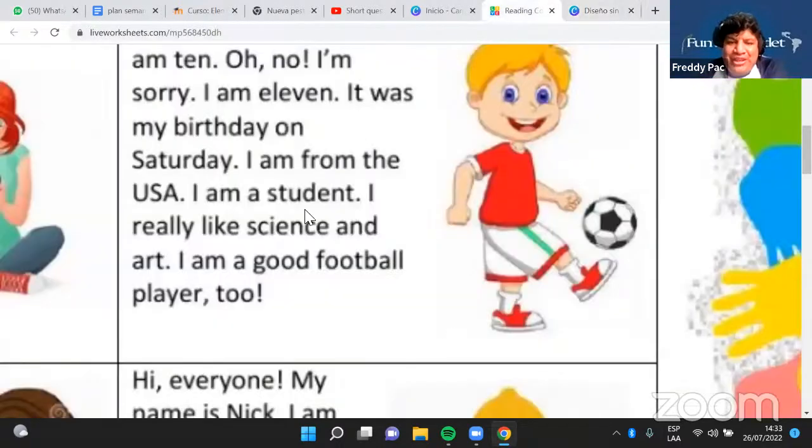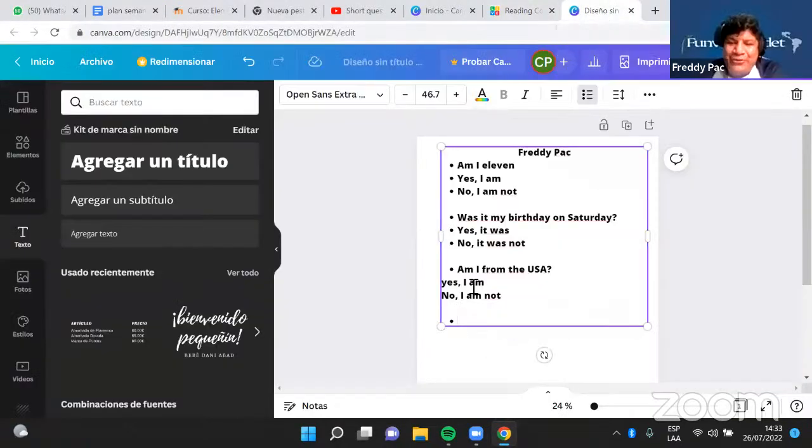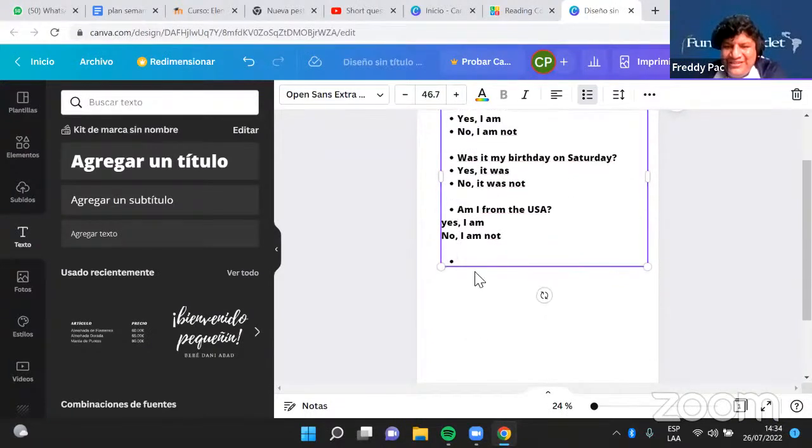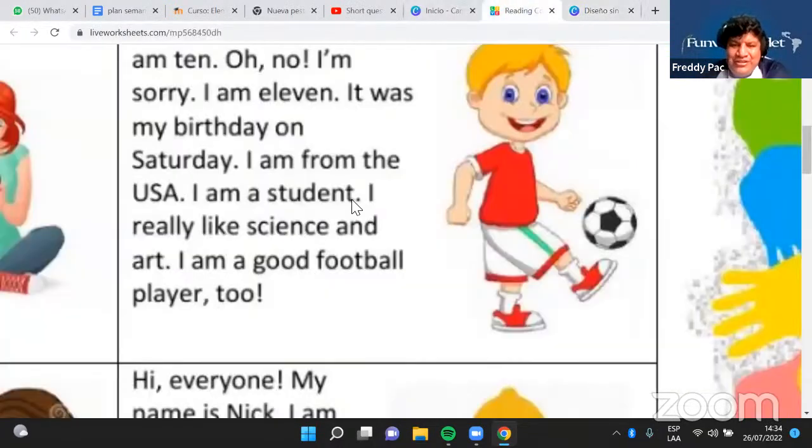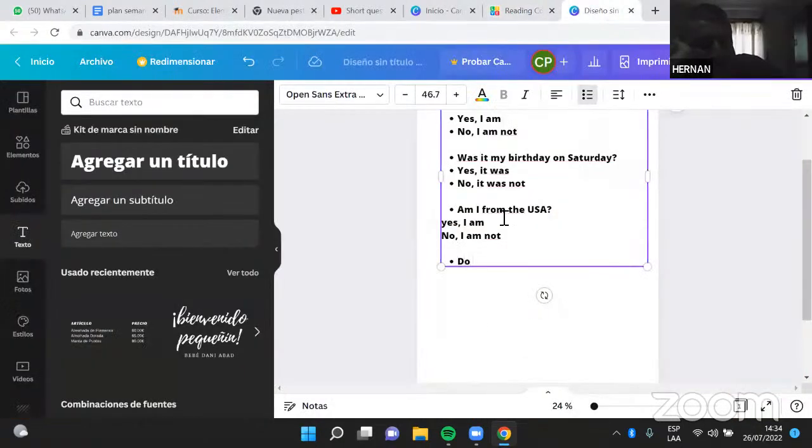Now let's do something difficult. I really like science and art. So this is not a verb to be question. This is an auxiliary question. What do you think I can do for this? How can I transform this into a question? Do I really like science and art?